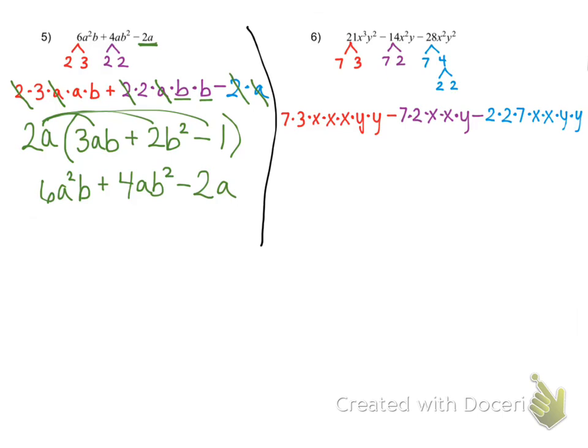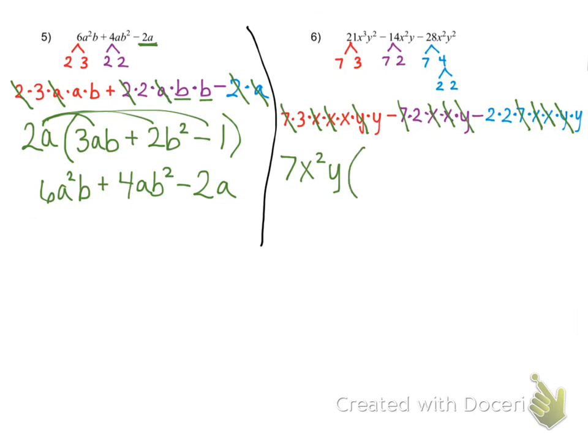So let's find what's in common in each of our terms. Well, it looks like we have a 7 in common, so I'm going to factor that out front. We have 1x that's in common in each of our terms, and actually we have 2 x's that are in common in each of our terms. So I'm going to write x squared, because there were 2 of them in common in each of them. Next, we have 1y that's in common in each of our terms. So that is our greatest common factor.